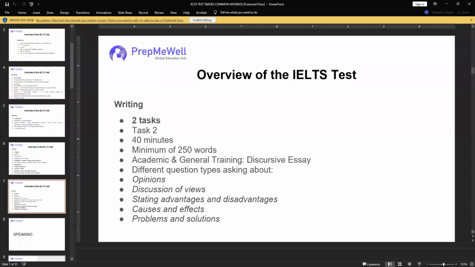And then in this task 2, you are going to be writing an essay. You have 40 minutes to write the essay, right? And there are different ways they can ask the question. They could ask for your opinion. They could ask you to discuss 2 views. They could ask you to state the advantages and disadvantages of a topic. They could ask you for the causes and effects of a topic, or problems and solutions, right? So the questions they're going to ask you are going to be general questions. They're not going to ask you specific questions, right?